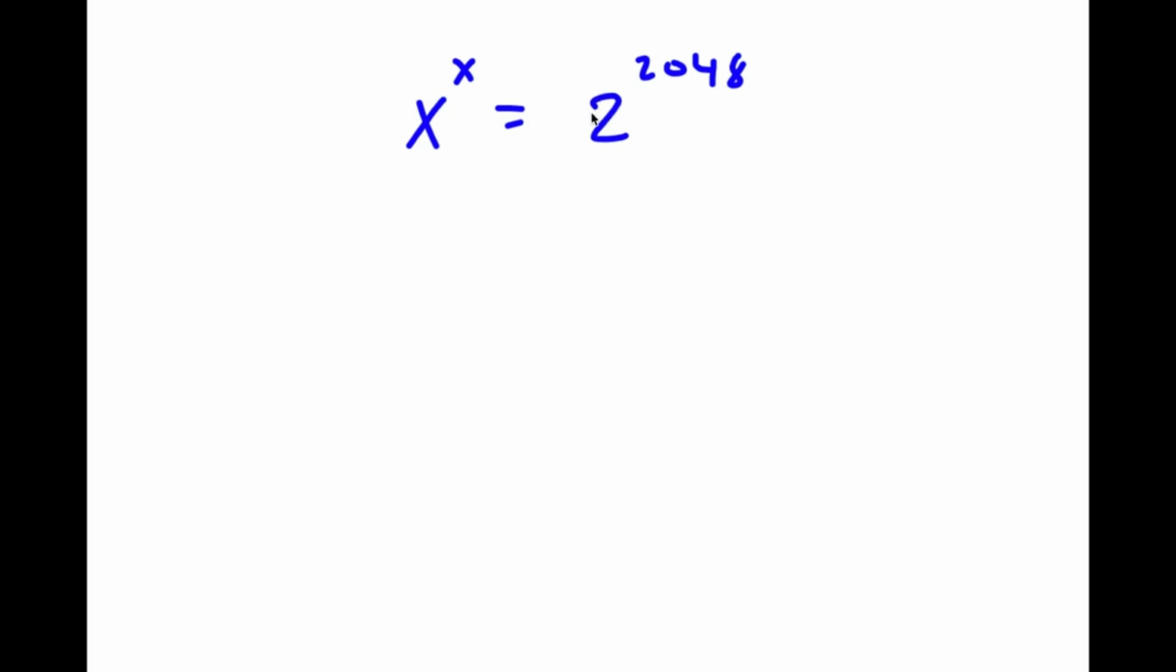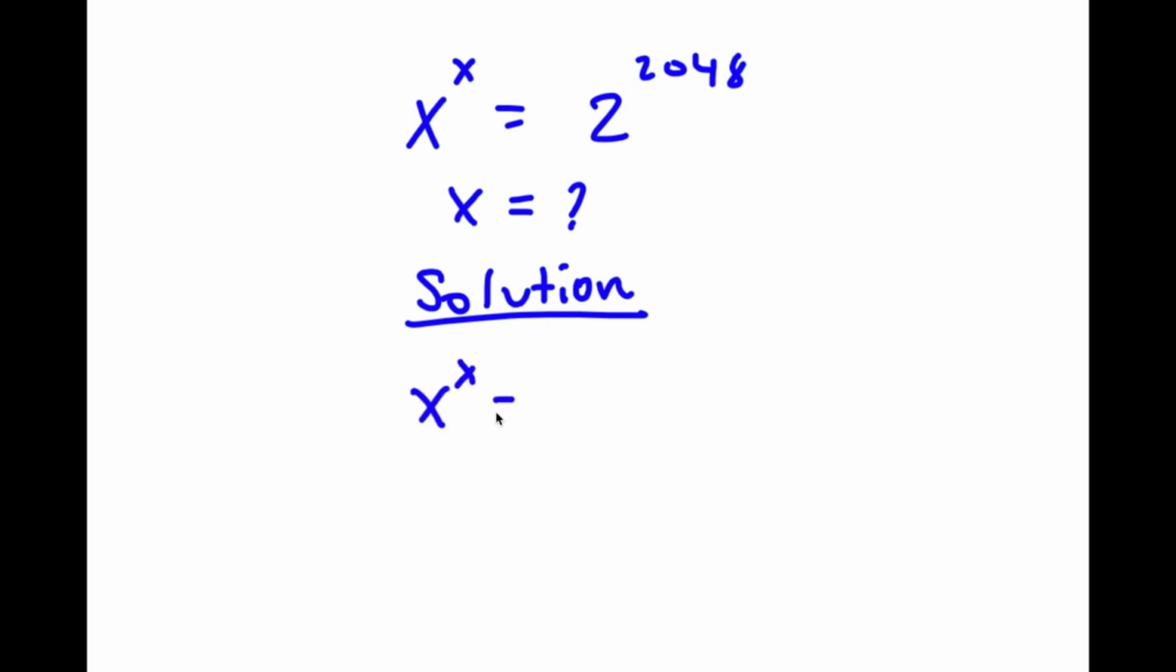In today's video, I'm going to be teaching you guys how to solve this exponential equation. So I have x to the power of x is equal to 2 to the power of 2048. So I obviously want to find the value of x here. So for my solution, I first start with x to the power of x is equal to 2 to the power of 2048.